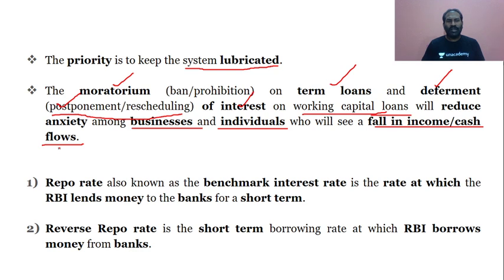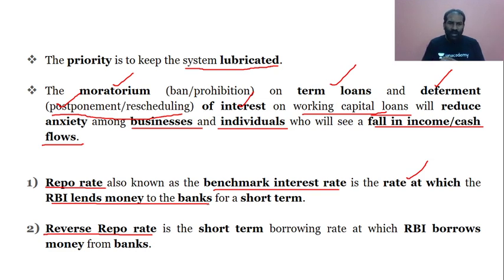So we will just look at what we were talking about, the repo rate which has come down to 4.4 percent, that is 75 basis points, and the reverse repo rate which has come down to 4 percent, they have reduced almost 100 basis points. So what is repo rate? It is also called the benchmark interest rate, and that is the rate at which the RBI lends money to the banks. I repeat once again, repo rate is a benchmark interest rate. It is the rate at which the RBI will lend money to the banks.